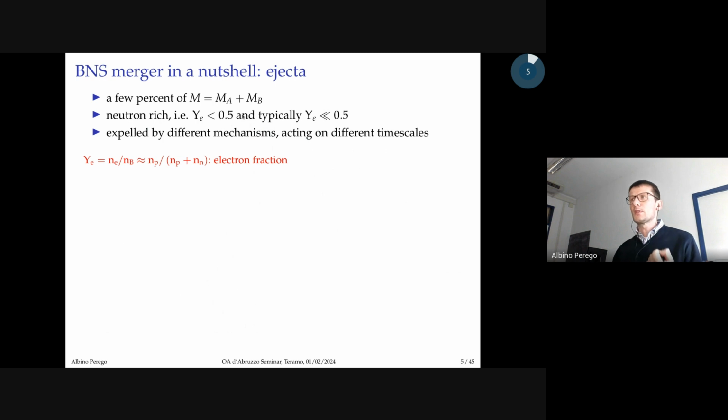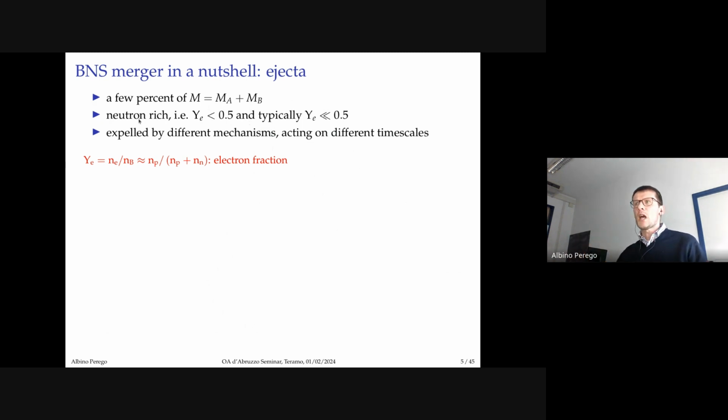However, there is a few percent of the total mass of the system which, through several different mechanisms, can become unbound. So that is really expelled from the system, becomes gravitationally unbound, and goes and reaches the interstellar medium. Of course, this is a very small minority, just maybe 1 or 2% of the mass of the system. However, this is the most interesting part of the story for the rest of the universe, because this is matter that will actually pollute the rest of the universe.